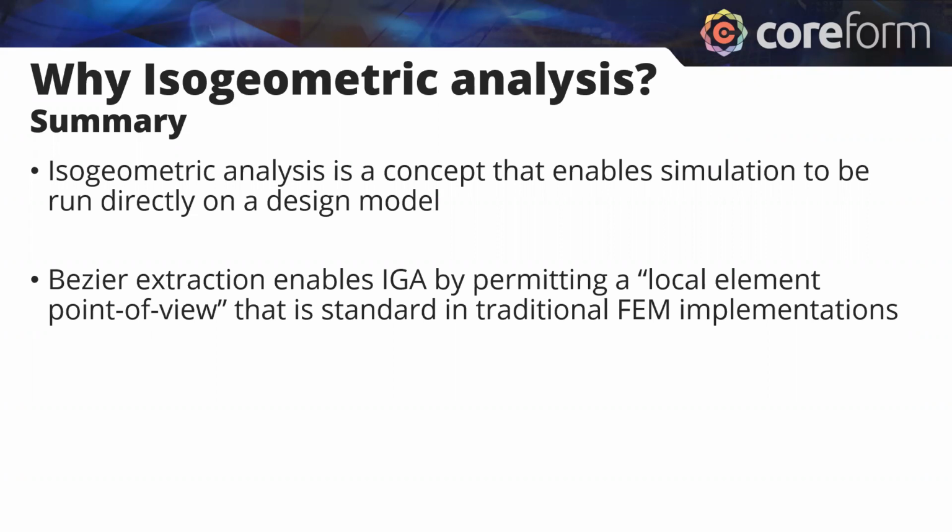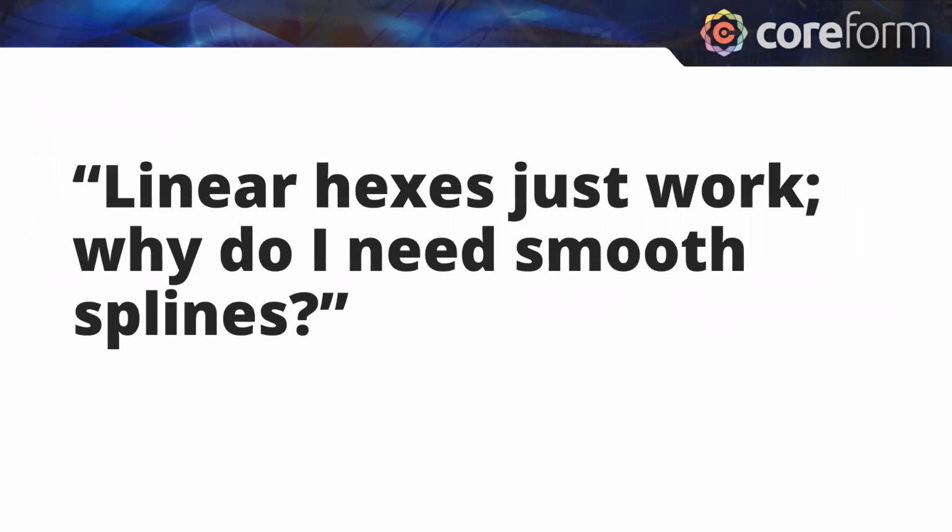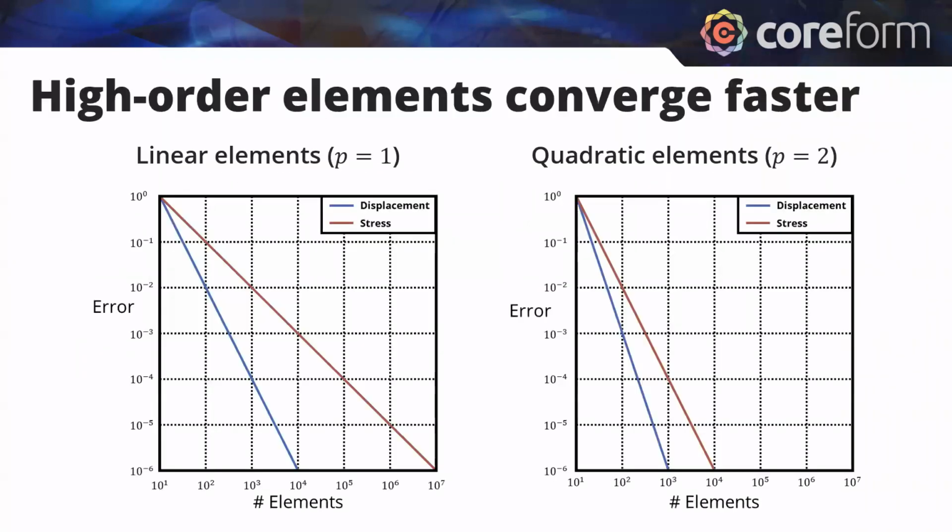So I'll go ahead and move on then. A question we oftentimes get, and a question that I frankly had when I started, was: linear hexes just work for these nonlinear problems, so why do I need smooth splines? Hopefully we'll answer that in this section. So the first is, just in general, we want to use high order elements if we can, because they converge faster, so they're more efficient.